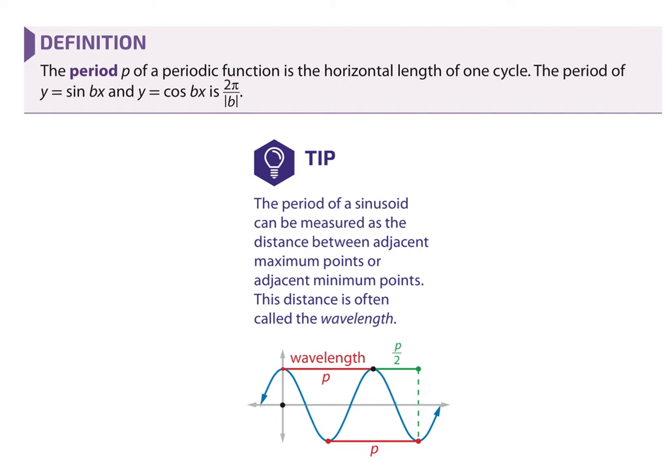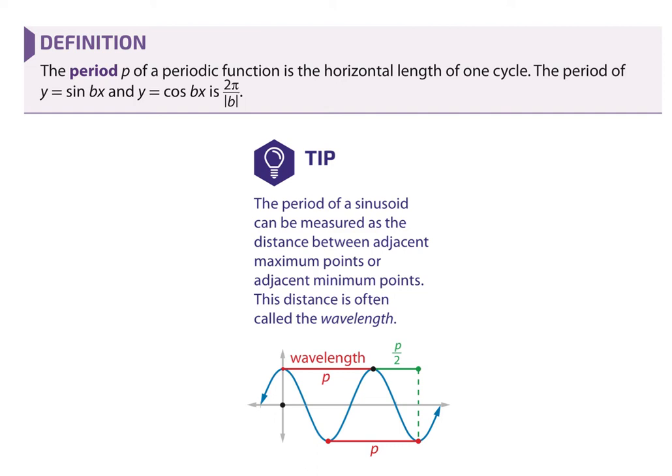Now we're looking at what is multiplying inside here. Inside, what's multiplying by our x here? And so the formula for finding period is 2 pi over the absolute value of b. So your period equals 2 pi over the absolute value of b, and it determines how long it takes for the graph to complete one cycle. One cycle, okay? How long it takes to complete one cycle.